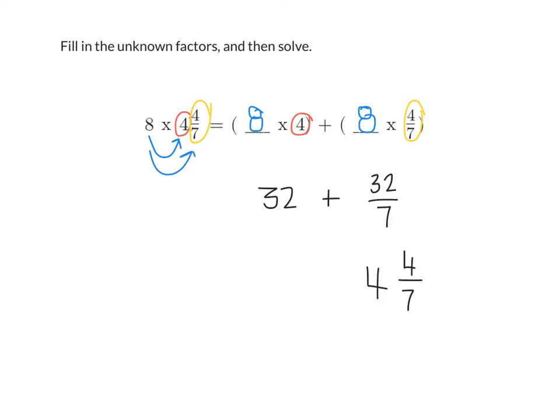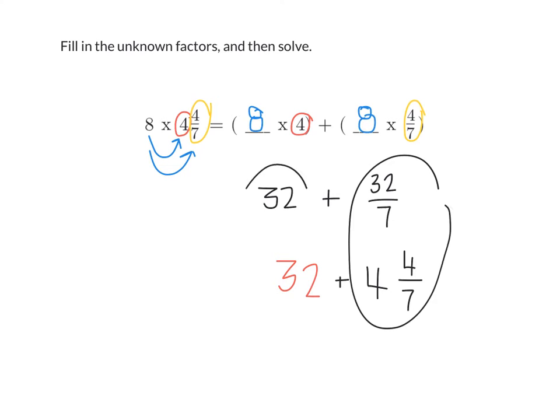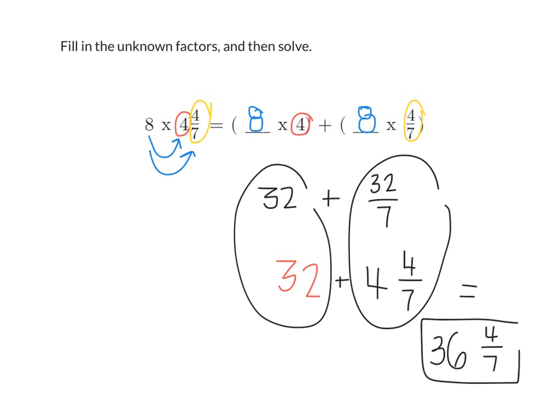4/7. A very common and easy to make simple mistake, fabulous fail, is to forget the 32 over here, right? Because when we're focused on simplifying the fraction here, we might forget about this part, okay? So when we add it all up, what do we have? 36 and 4/7. Very good.